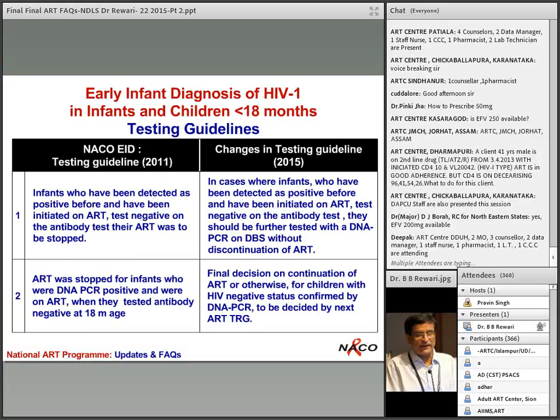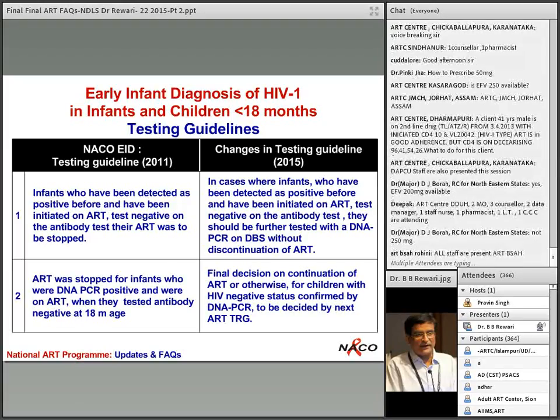That is the algorithm. The change is which has already been communicated. Do not stop ART even if the antibody test at 18 months is negative. In fact, WHO does not recommend an 18-month antibody test. They say if you have got 2 DNA PCR positive and ART has been started, it has to be continued lifelong.